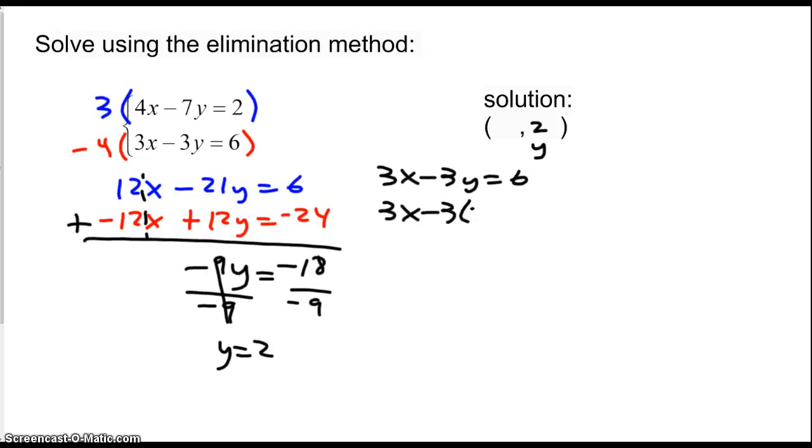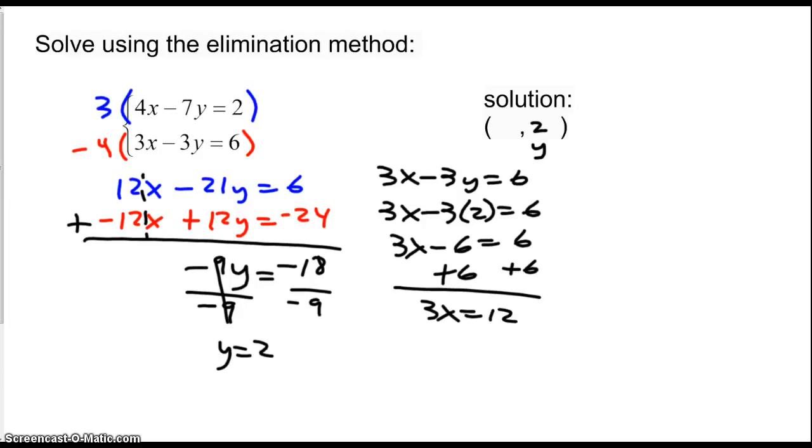3x minus 3 times 2 equals 6. 3x minus 6 equals 6. If I add 6 to both sides, I get 3x equals 12. Therefore, x is 4. Okay, 4 comma 2. So those are good examples. You should try going back, pause them, unpause them to make sure that you get those correct.